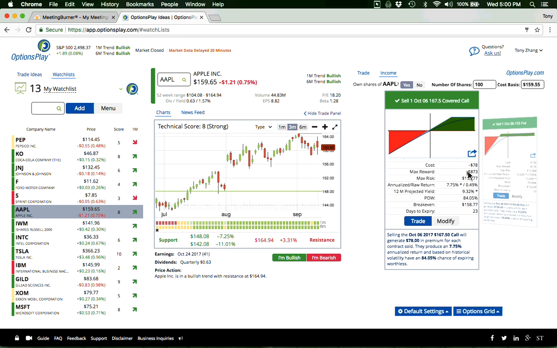Gil's asking, can you explain max reward? Yeah, so max reward is how much upside you could potentially have on the stock. So like I said, when you're selling a covered call, you're capping the potential reward of that stock above that strike price. So that's why it's very important for you to select strike prices based on your appropriate risk tolerance. So max reward is telling you how much more money the stock can make above the current price to that strike price.